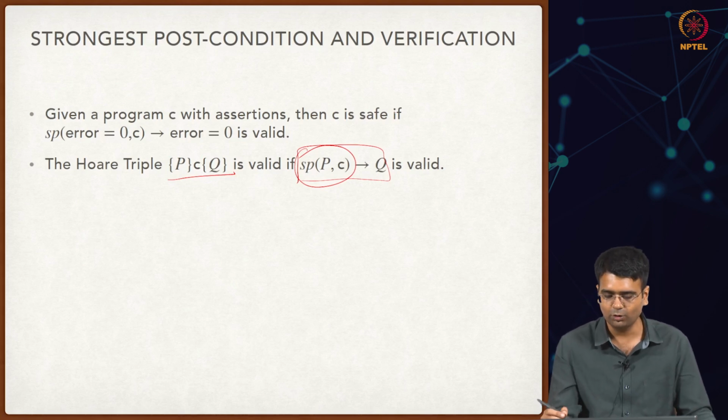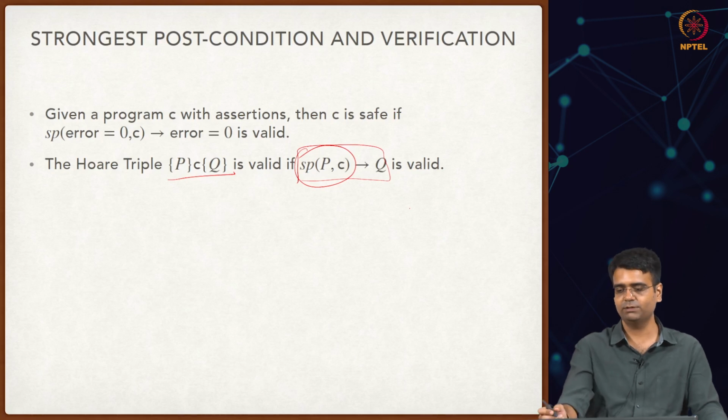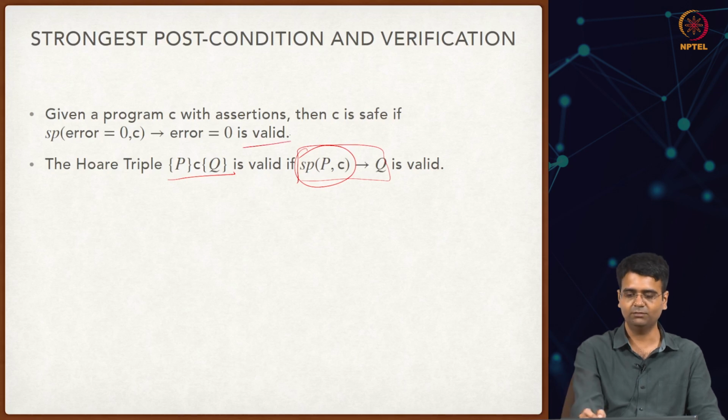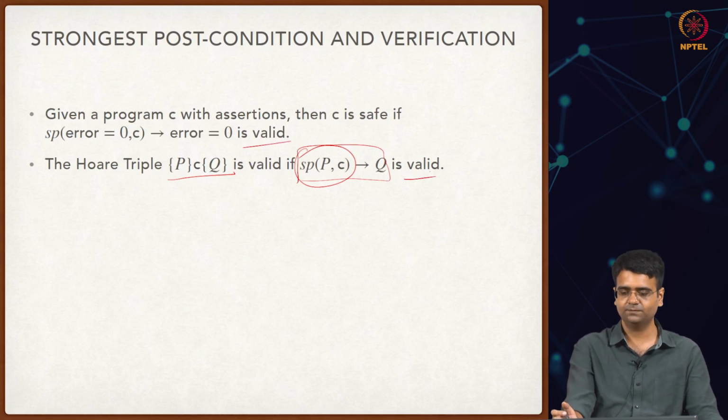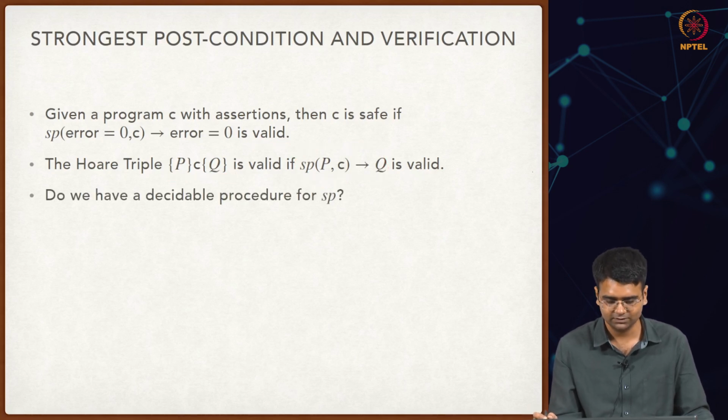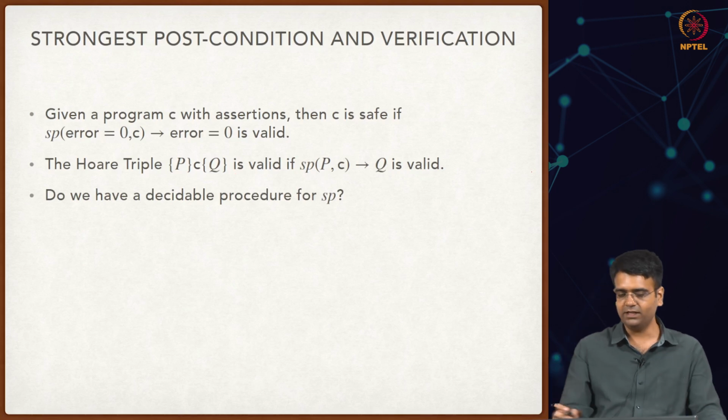Okay. So for both of the two kinds of specifications that we have seen, we can use the strongest post condition procedure in order to reduce it to the satisfiability or the validity problem in this case of first order logic. This is of course provided we can calculate the strongest post condition. So if you can calculate the strongest post condition, then you can do this particular reduction. Okay. So we don't have a decidable procedure.